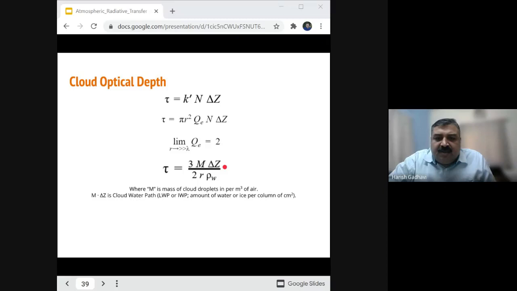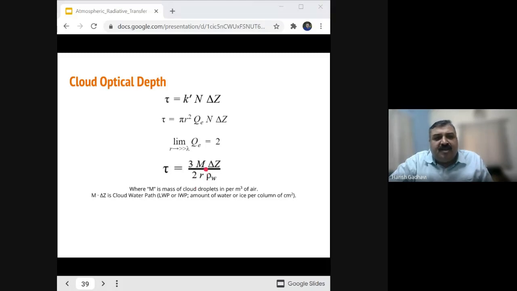You should remember that term; as long as you do atmospheric science, you will come across it many times. If it is an ice cloud, then it is called ice water path. Its unit is weight per centimeter square or weight per meter square. Rho is of course the density of the water or ice, whatever the case may be, and R is the size of the particle.